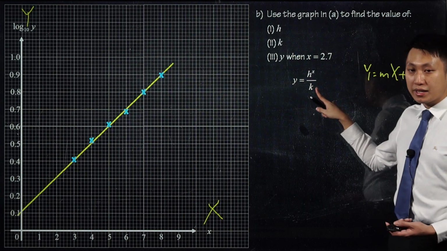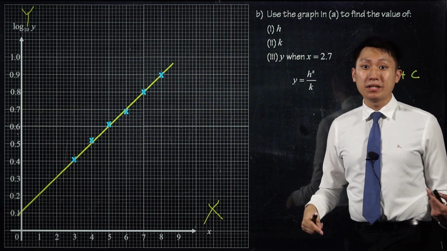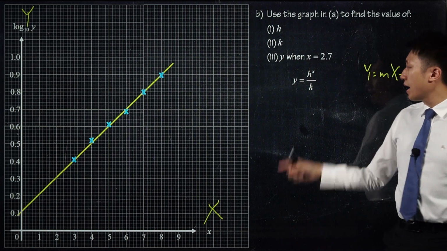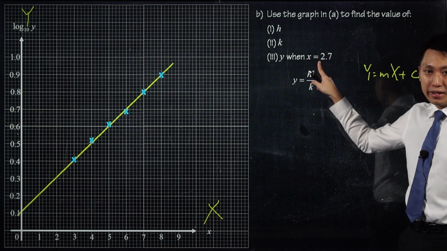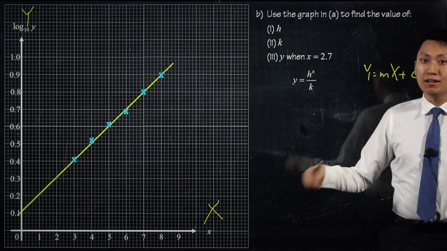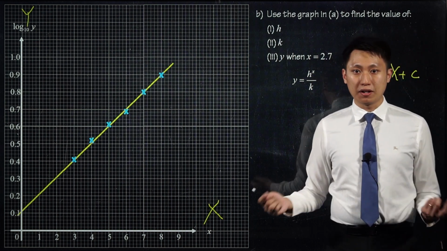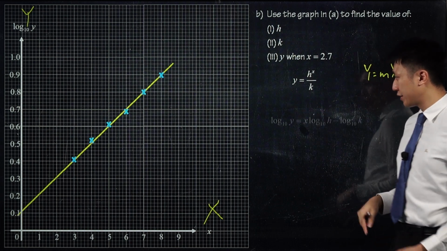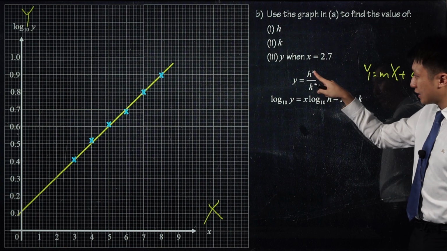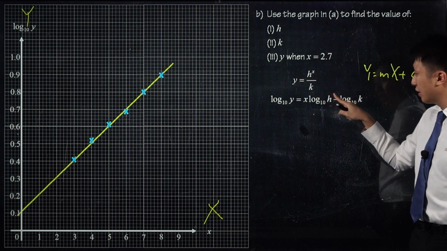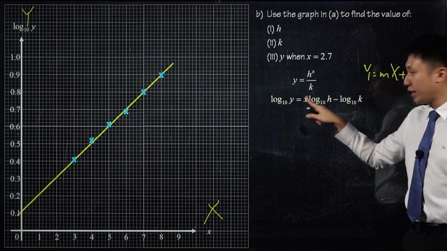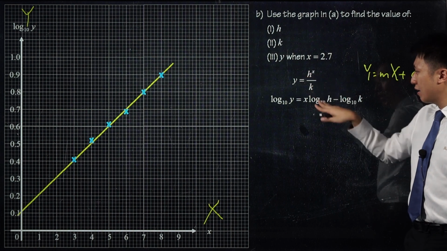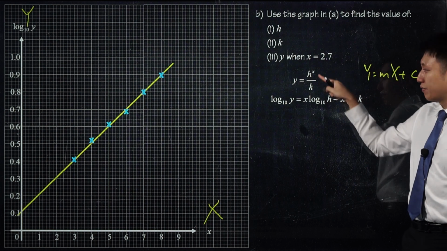We take log both sides, making use of the properties of log. Log a divided by b is log a minus log b, and log of a to the power b is b log a. Just go and do some revision if you are not very clear about the properties of log. I'll just show you here. This x log h, x we can pull it down, then it becomes x log 10 h. This one is log a minus log b, because of division.